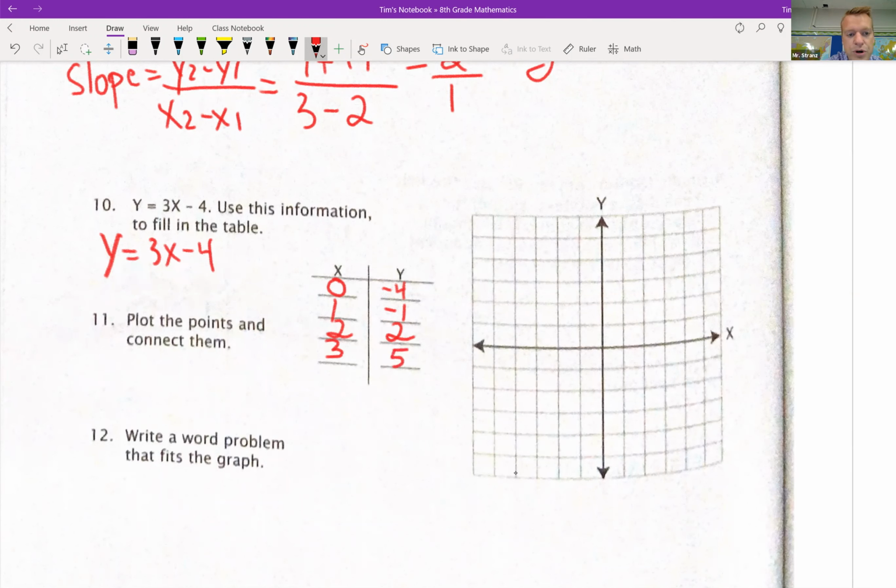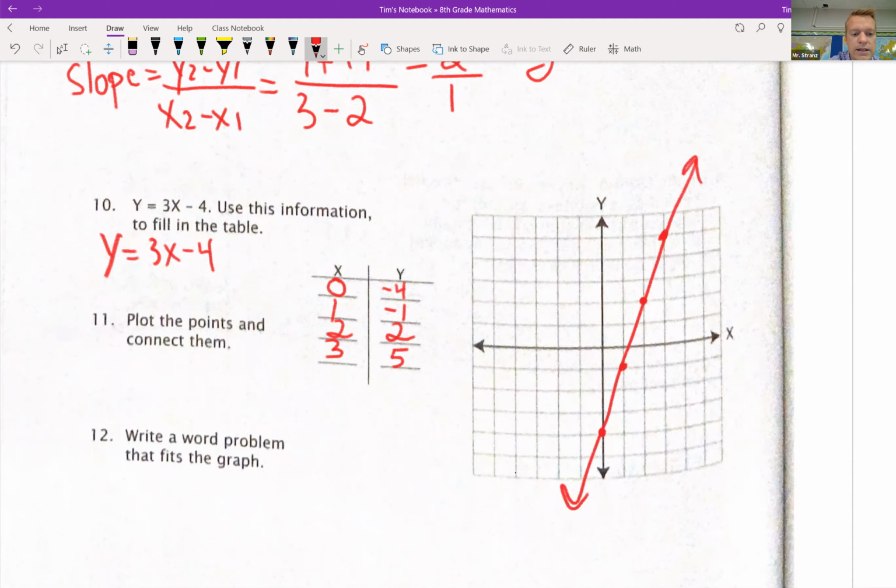So it goes up by 3 each time. So I'm going to plot those points: 0, -4, which is right here. I got 1, -1 right here. 2, 2 is going to be right here. And 3, 5 up here. Okay, I'm going to connect my dots.